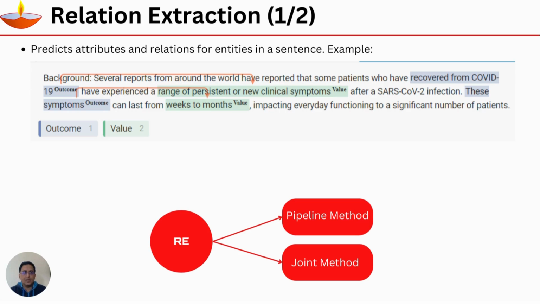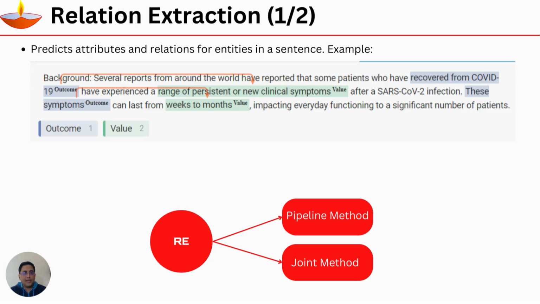Now again, consider this particular example where we have background, several reports. This is actually taken from PubMed. It says that several reports around the world have reported that some patients who have recovered from COVID-19, in this case recovered from COVID-19 is the outcome, and it is linked to the text in light green, which says range of persistent or new clinical symptoms or value.